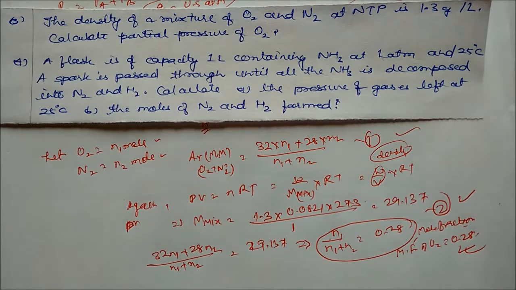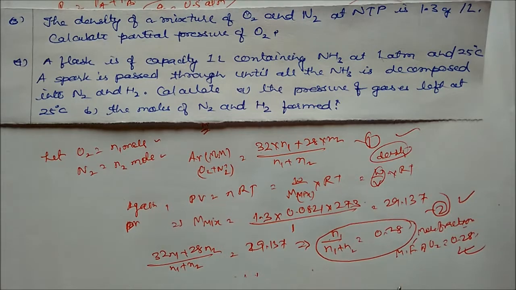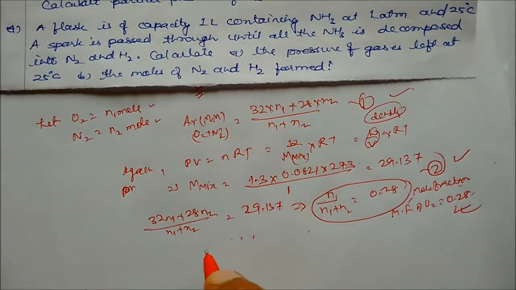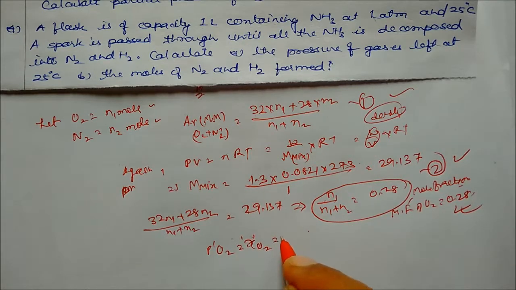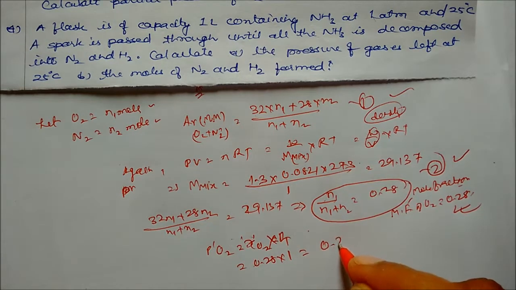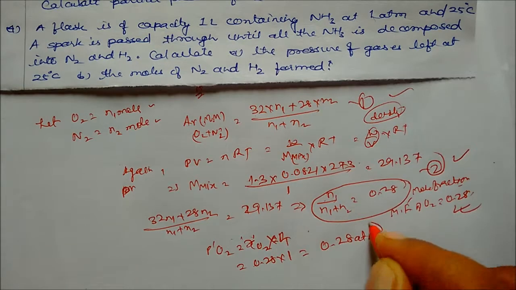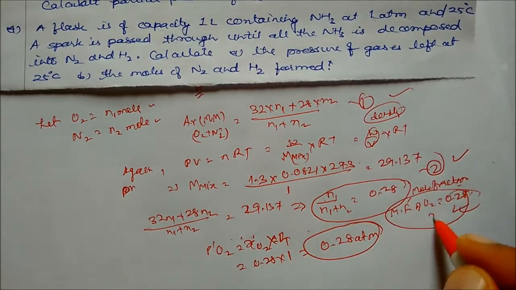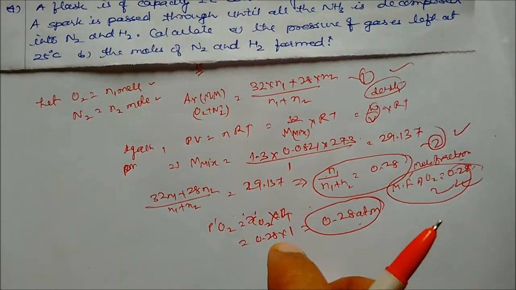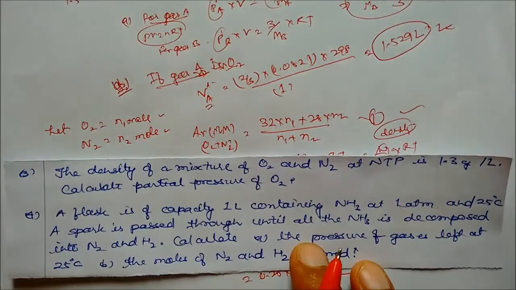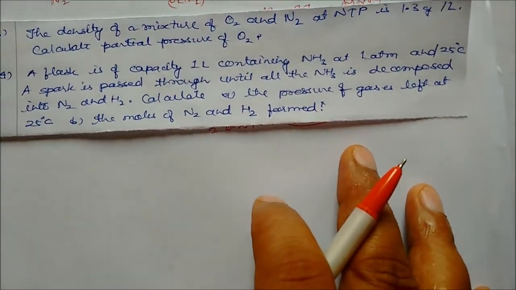Now the partial pressure of oxygen. Partial pressure of oxygen is how much? It is the mole fraction of O2 into total pressure. The mole fraction is 0.28 and the total pressure is 1, so you will get 0.28 atm. So 0.28 is your second answer. So we get two answers. Now the second question, the second part of the question.